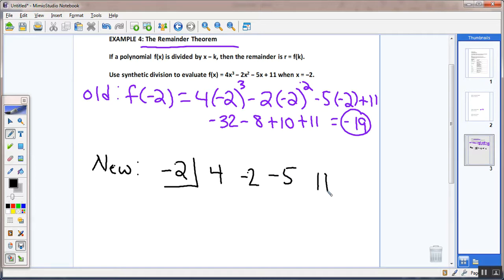Okay, check this out. This is pretty cool. Same process. You guys remember it from yesterday? Yes, I got it. Bring the 4 down. Who's talking me through this right now? Bring down 4. And then 4 times -2, right? Yep, 4 times -2 would be -8.